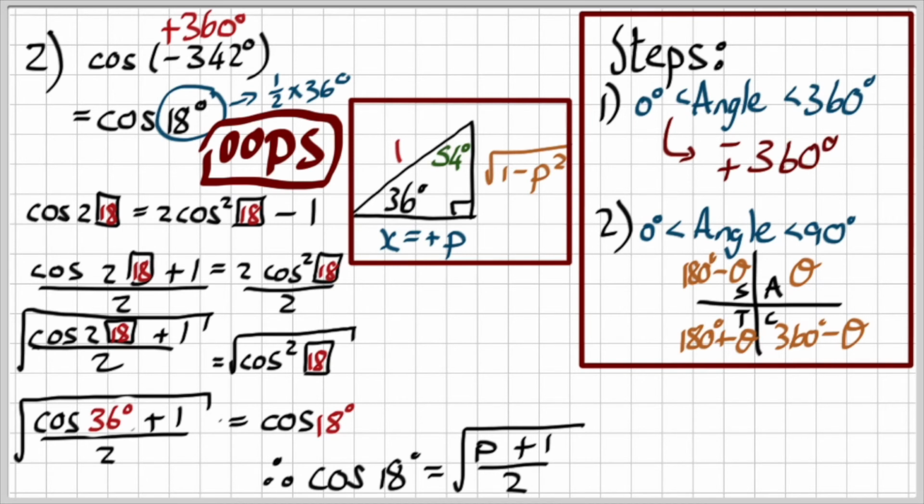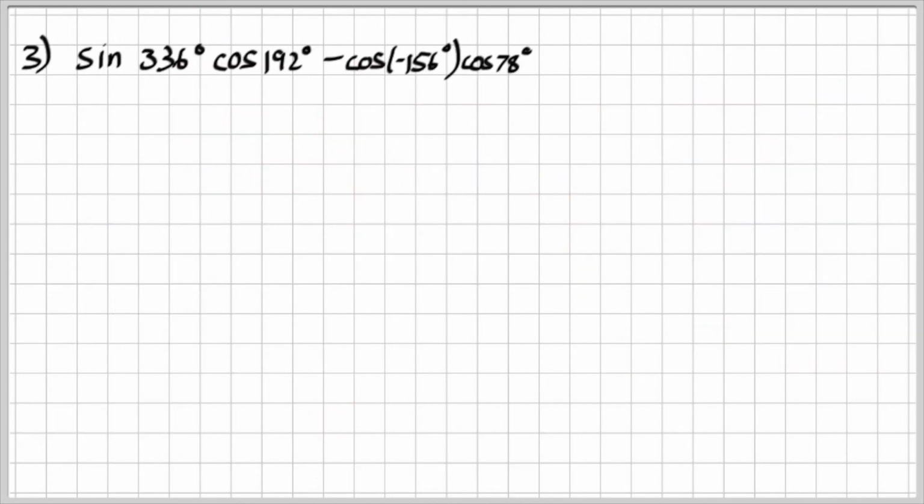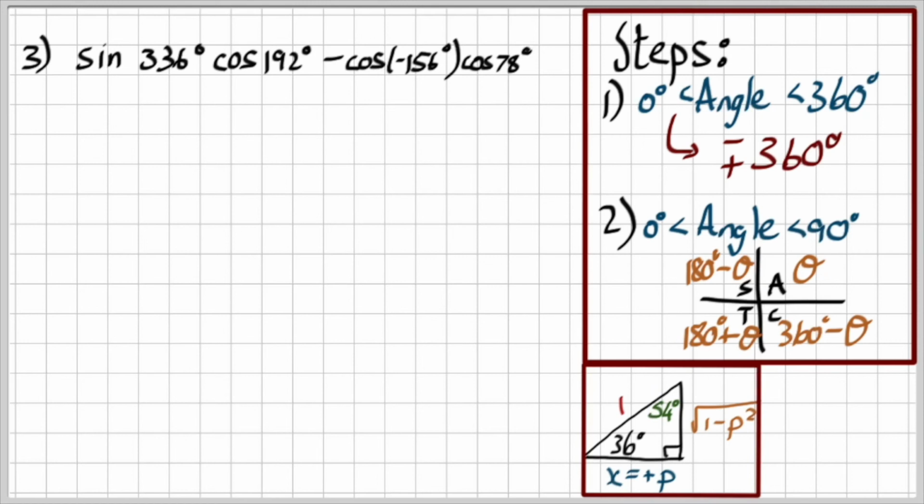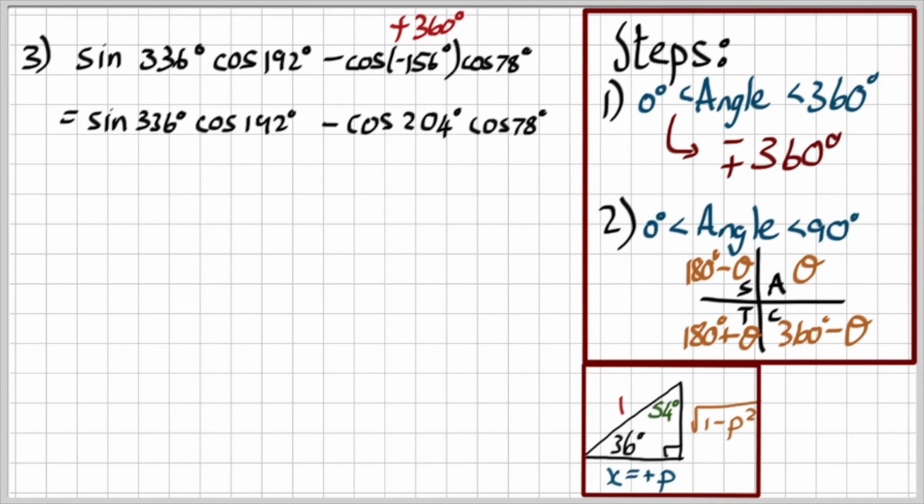Now let's look at the last question. This is now a weird little question. So I'm going to again follow my steps. Are my angles between 0 and 360? Nope. Cos of negative 156. So I'm going to add 360 and just copy over the rest.